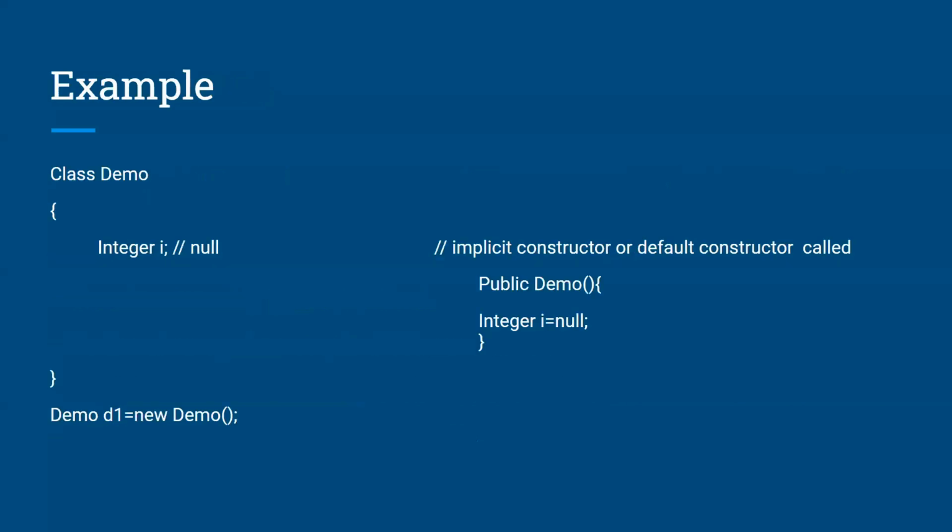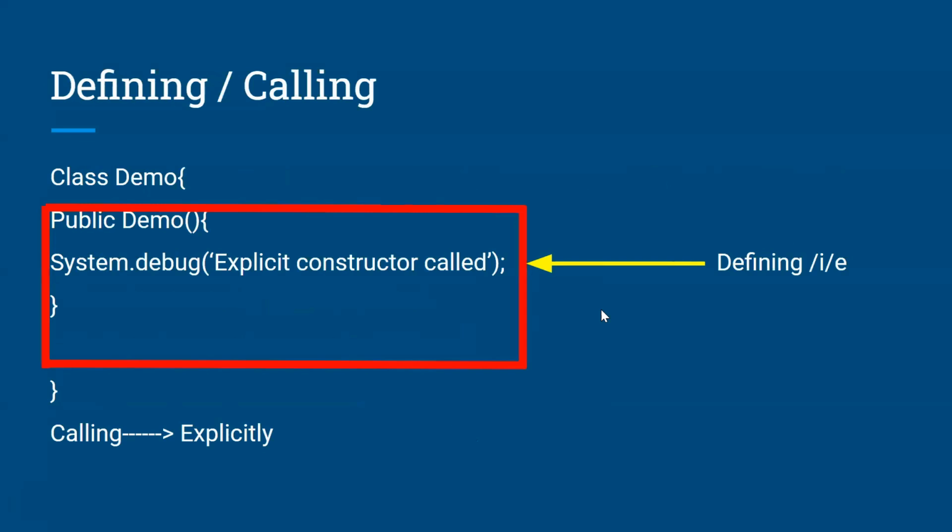Now you can see that example. I already told you this example here. Now you can see defining and calling. We have an approach under object oriented programming that is called defining and calling here. Now you can see class demo and public demo and system.debug explicitly constructor called, and here you can see defining and calling. There are two things under the programming language. Defining may be implicit or explicit. You can define explicitly like this or implicitly, as we already did with the default constructor. And calling, we always do with the help of explicit. This is the way to differentiate between defining and calling here.